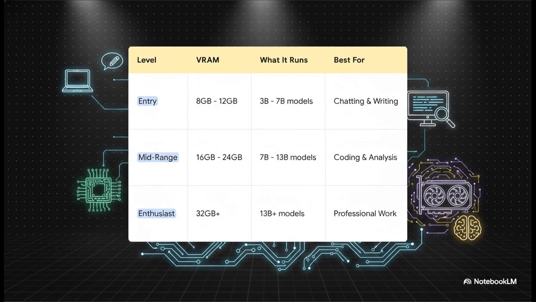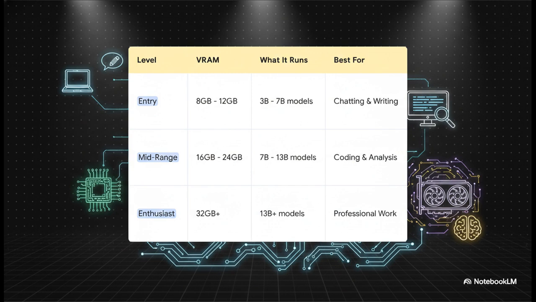Okay, the big question. What kind of computer do you actually need? Forget CPU, forget system RAM for a second. The number one thing that matters here is VRAM. That's the memory on your graphics card. If you've got a decent gaming PC from the last few years with 8 to 12 gigs of VRAM, you're at the entry level. And that's perfect for chatting and writing.